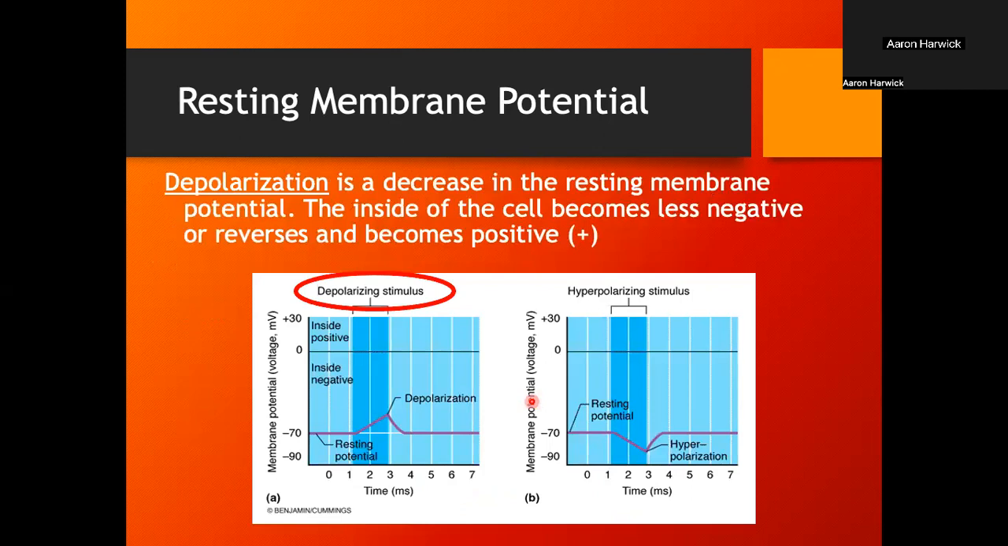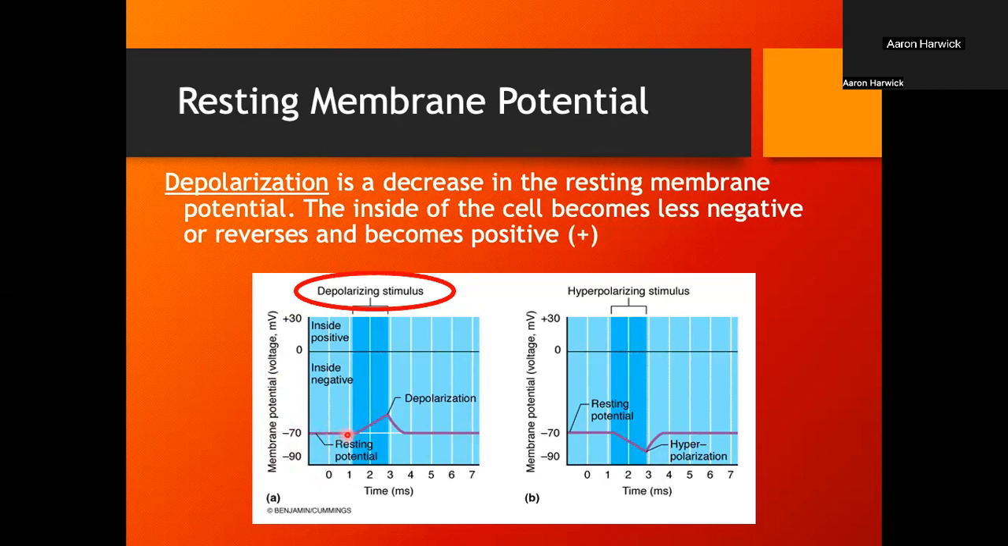So depolarization is a process. We've talked about depolarization, so now we're getting real definitionally specific about it. Depolarization is the decrease in the resting membrane potential. So the inside of the cell becomes less negative, or another way to say that is more positive. So if you look at this along the y-axis, you can see the millivolts of the membrane potential. And you can see that negative 70 resting membrane potential.